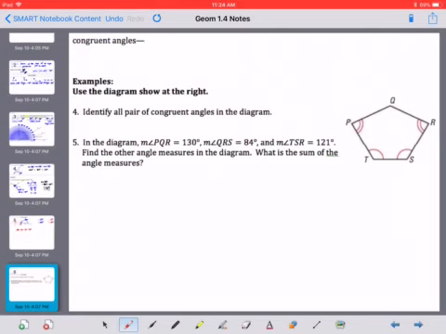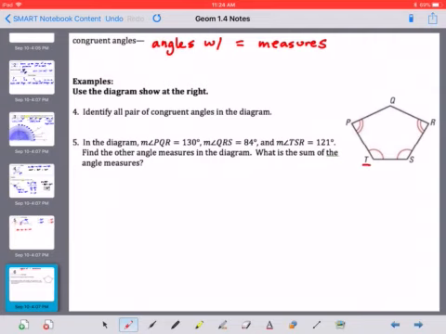Next, let's talk about congruent angles. And we've mentioned this term congruent before. Congruent means equal. So these are angles with equal measures. So they have to have the same number of degrees. We're going to use that idea in examples 4 and 5. First step, we're going to identify all pairs of congruent angles in the diagram.